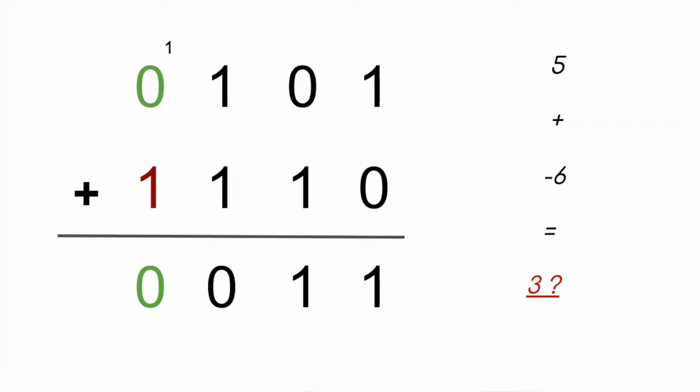That gives us the number positive 3, which, given that we started with 5 plus minus 6 and we were expecting minus 1, is obviously incorrect. And if we were to take a look at a number of other cases, we would see quite quickly that simple addition with negative and positive numbers does not work using this simple primitive flag system.